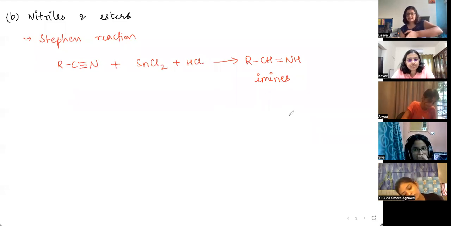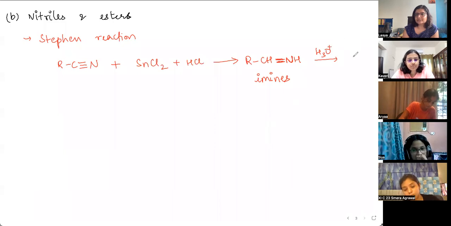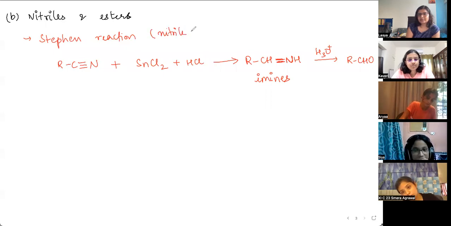Again, alkanes is single bond, alkenes is double bond. Similarly, amines is when you have a single bond and then nitrogen. Imines is when you have double bond and then nitrogen. So imines on acidic hydrolysis give aldehydes. So this is Stephen's reaction. Stephen reaction is nitrile plus stannous chloride and HCl mixture.